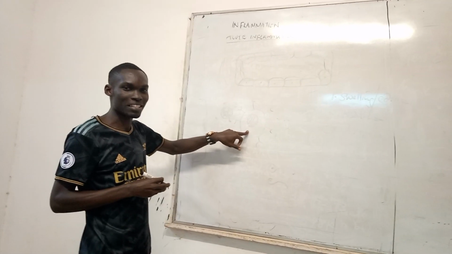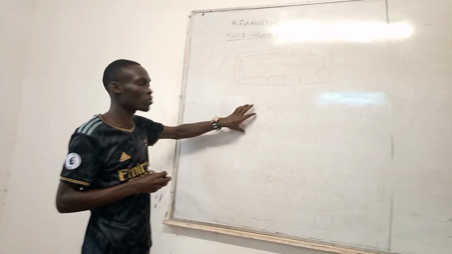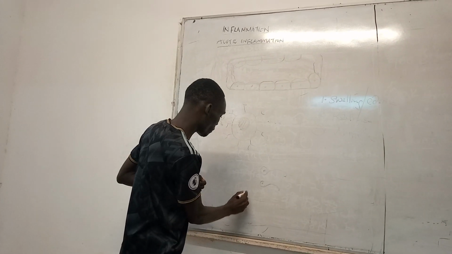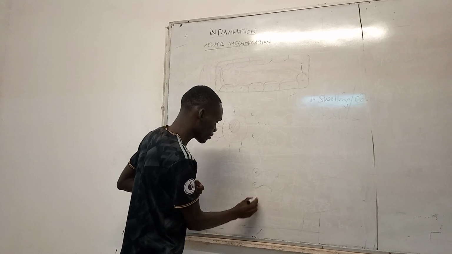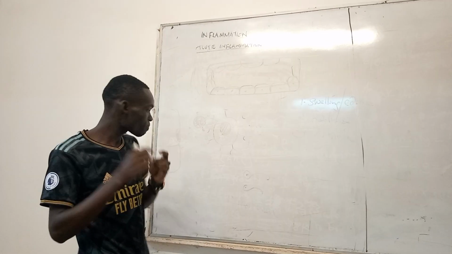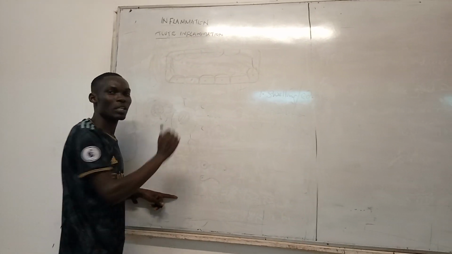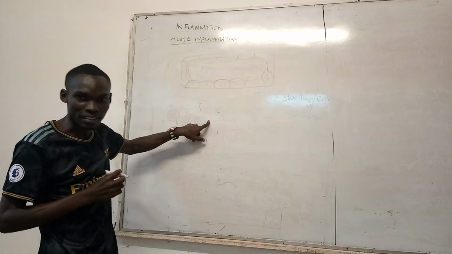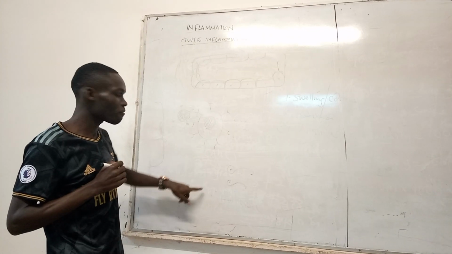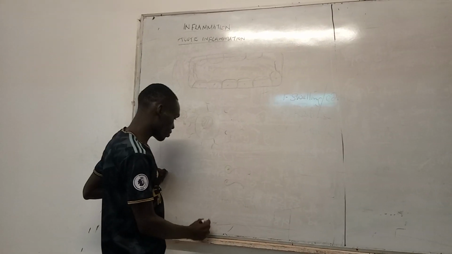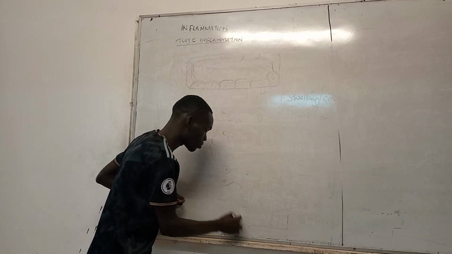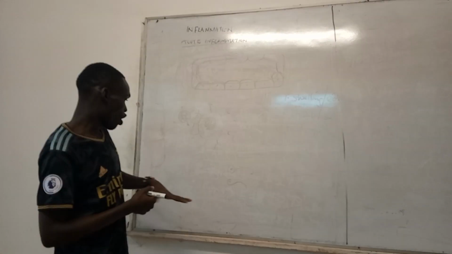There are some substances which are emitted, which are produced by the mast cell. So let us look at the substances. Substance number one is histamine. Substance number two is prostaglandins. Substance number three is leukotrienes.